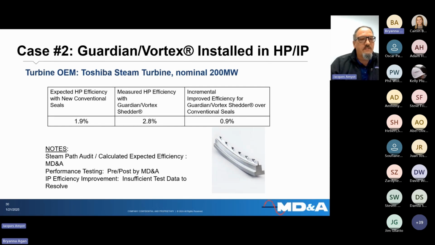Again, in this case, it was MD&A who performed the steam path audit. They said your HP efficiency improvement, if you go back with the conventional seals, would be 1.9%. The customer elected to have us put in Guardian Vortex Seal technology. They realized a gain of 2.8%, so that resulted in an improvement for them of 0.9% in their HPIT section. Again, real measured benefit for section efficiency.